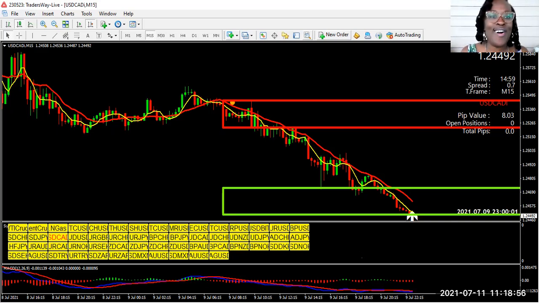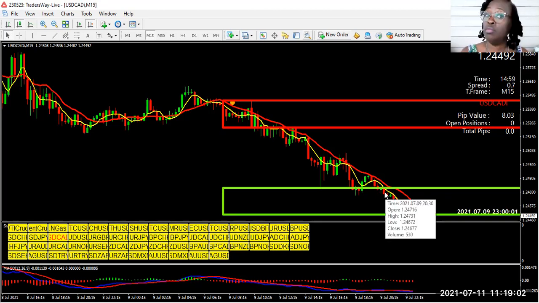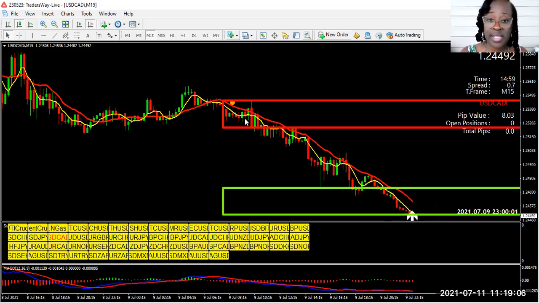That was loud. All of our criteria has not been met yet. As you can see, price is riding under my moving averages. It's not ready yet. What is this telling me? It's telling me that we should have a strong bearish momentum still going on.